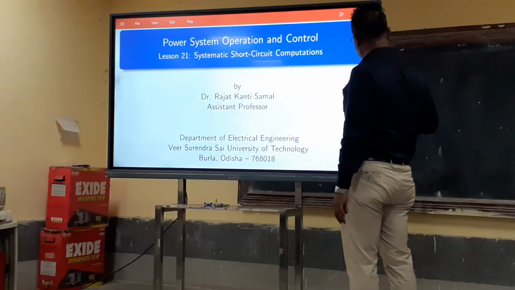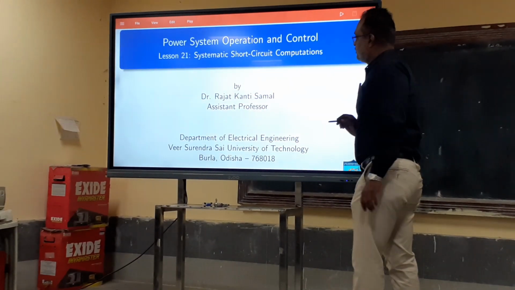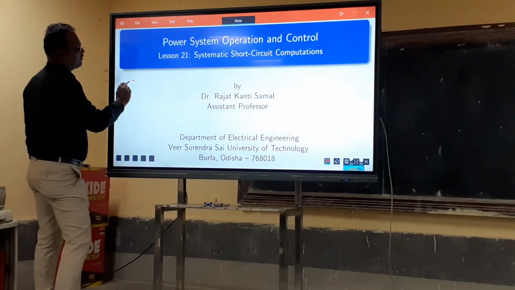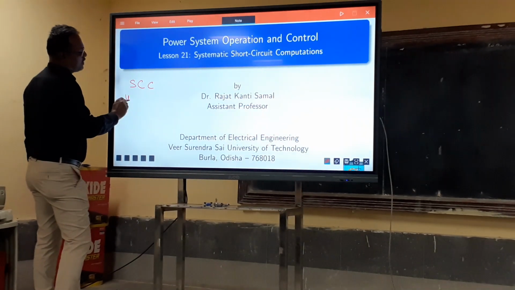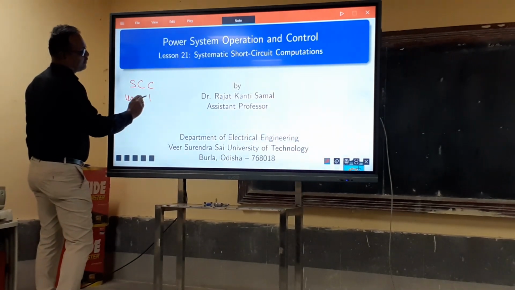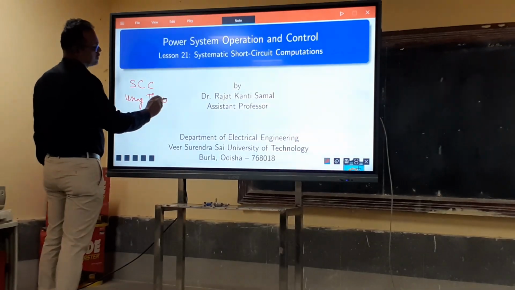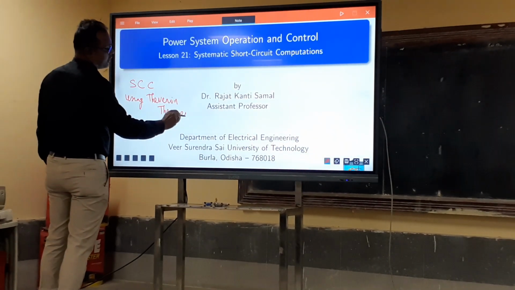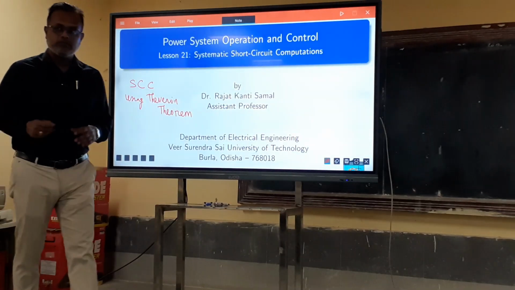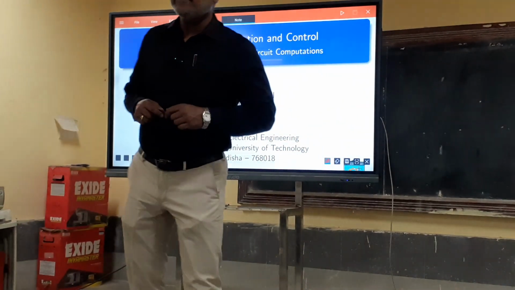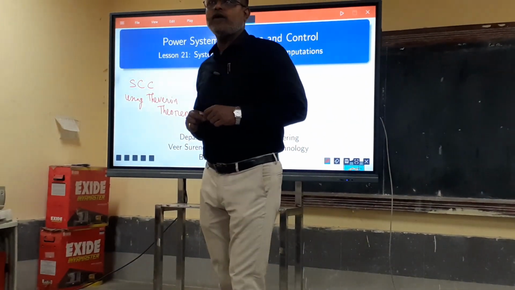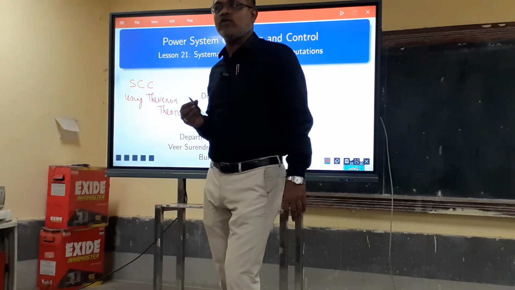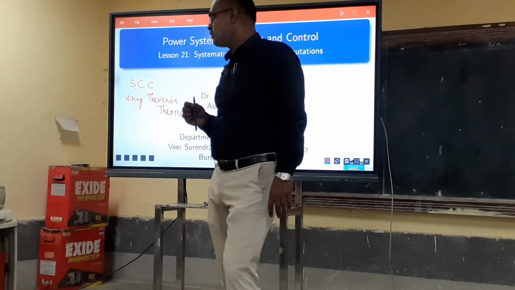So yesterday, last class, we discussed short circuit computations using Thevenin theorem. But this is a very lengthy method. Therefore, we need to find out a method where some algorithm can be used to compute the three-phase short circuit current. That is the objective.